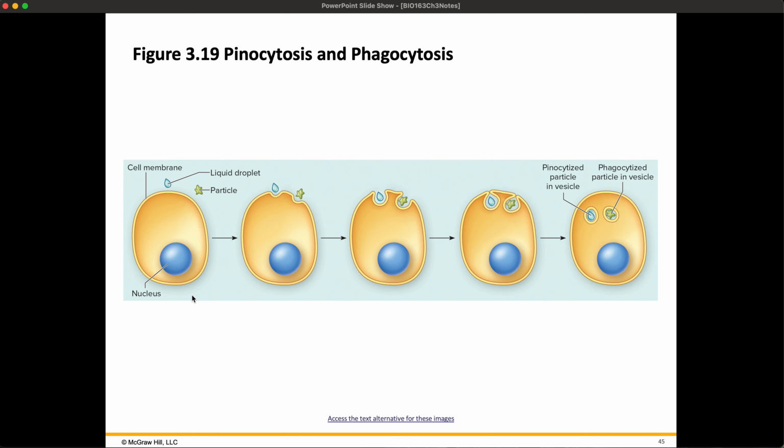Here you can see both pinocytosis and phagocytosis happening. You see how the cell creates this little indent, and then these edges move up and around the structure being engulfed, and then it pinches back together here. The vesicle can then be released inside of the cell, so now they have been pinocytized and phagocytized, but your cell membrane remained intact the whole time. Your cell membrane was never broken.